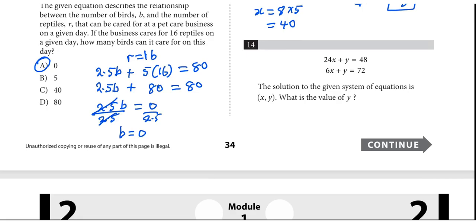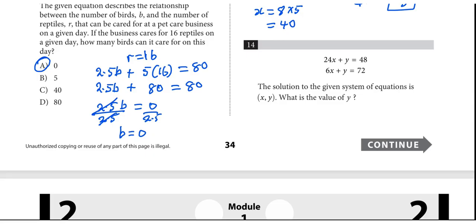It says the solution to the given system of equations is (x, y). What is the value of y? Okay, so in this case, we are trying to get the value of y. So the first thing to do is to eliminate x by using the elimination method.